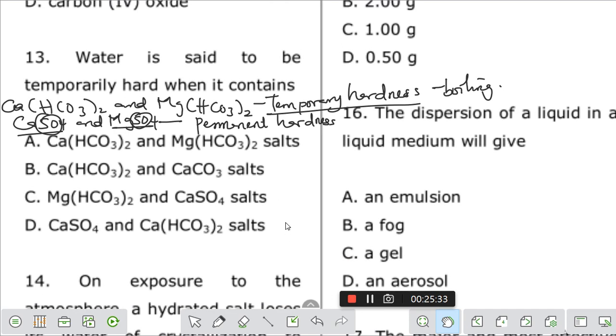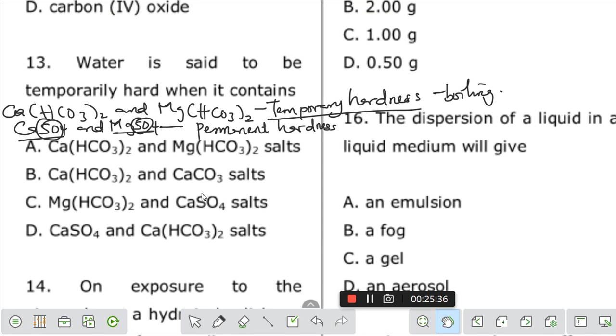So the answer here is option A. These are the compounds calcium hydrogen trioxocarbonate(IV) and magnesium hydrogen trioxocarbonate(IV) salts. These are the ones that cause temporary hardness.